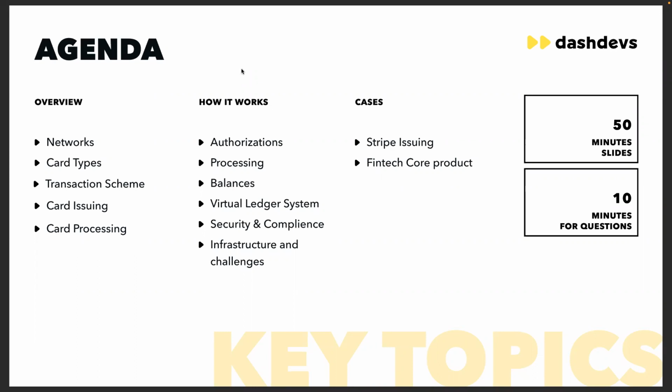I will show two cases. One is Stripe Issuing. That's a product that is available in Stripe. It covers most of the logic even if you're doing a direct integration with VisaNet or MasterCard. And then I will show a short video of how our Fintech Core project works.